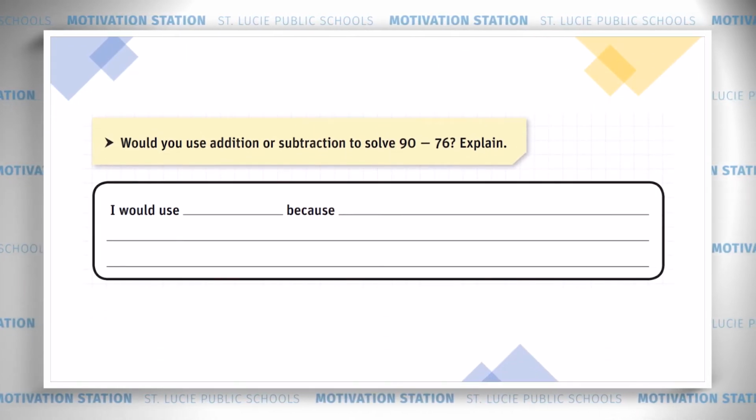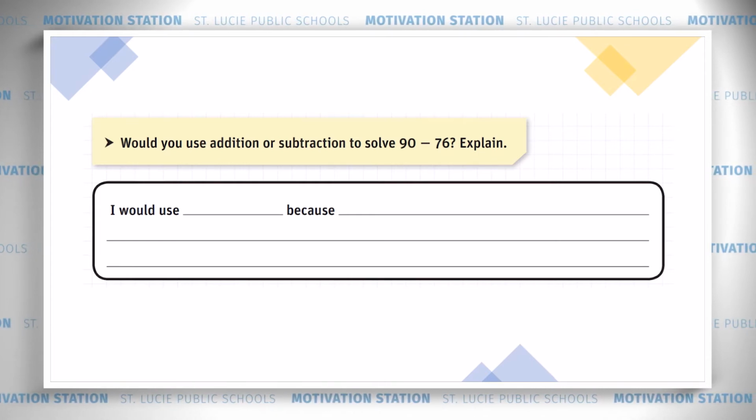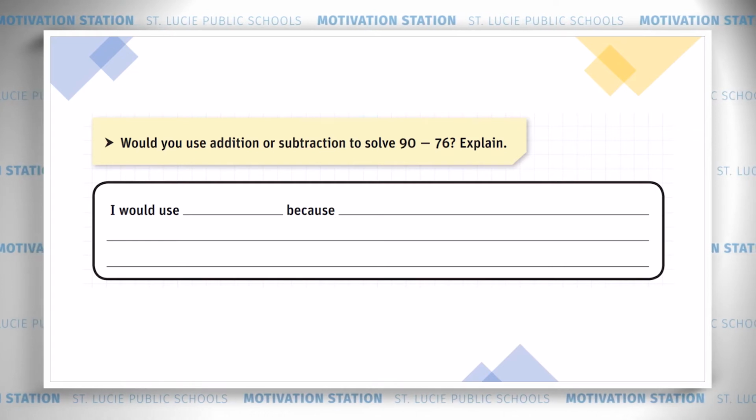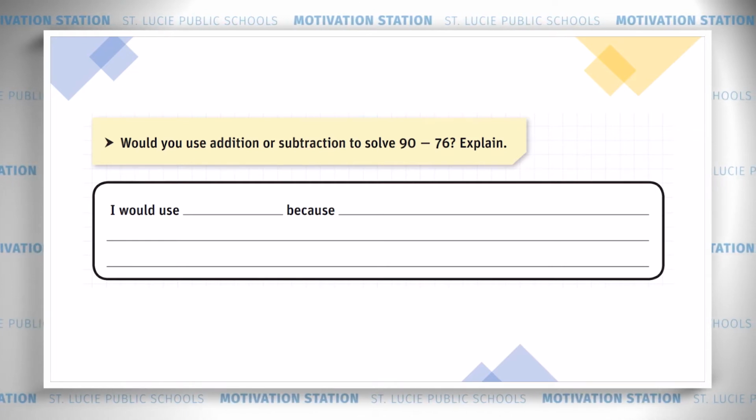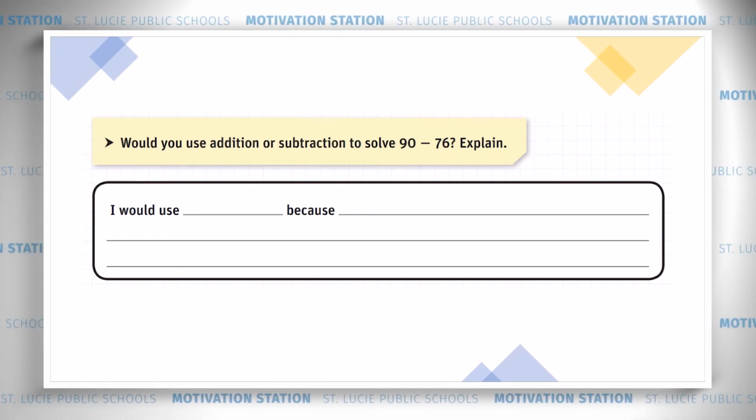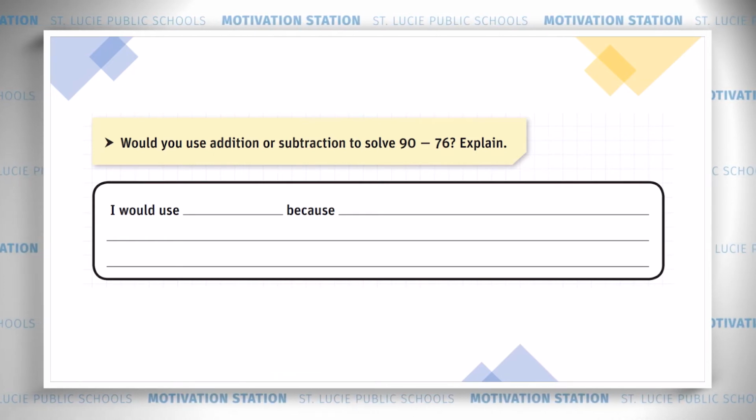This is asking you to think about how you would solve 90 minus 76. You need to choose whether you would use addition or subtraction to solve this equation, and explain your answer.